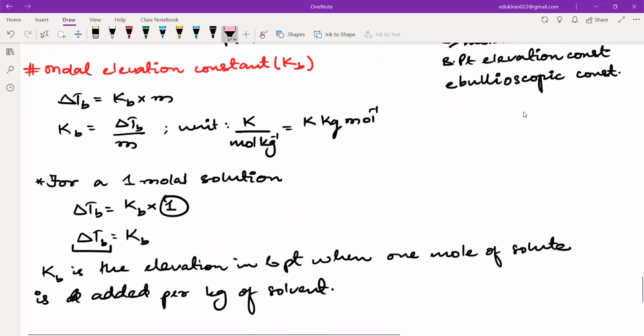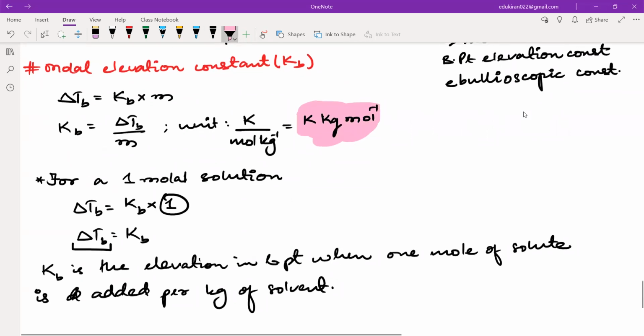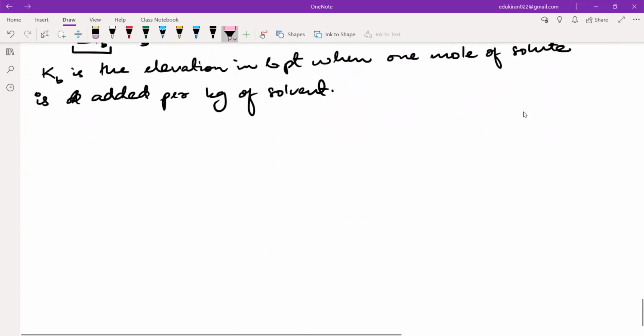See, this is important, okay? Many a time it has been asked, what is the unit of molar elevation constant or ebullioscopic constant? Okay, write the next topic again. That is determination of molar mass of solute. Similar topic as of RLVP.